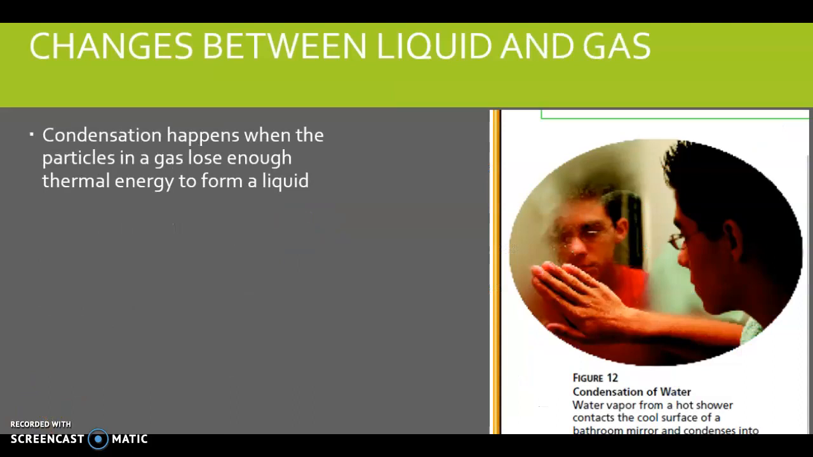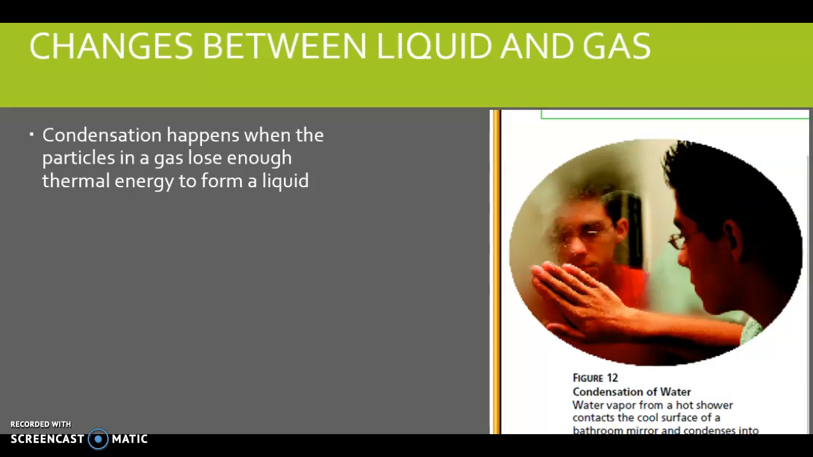Okay, so here is a change between liquid and gas as well, but this is going backwards. We're starting with a gas and we're going to a liquid. This happens when the particles in a gas lose enough energy to form a liquid. You probably have seen this after you take a shower and you see that the mirror or any glass surface is covered with a fog, or if you've ever blown on a mirror or your glasses to clean them and you see that fog develop. That is what we call condensation.